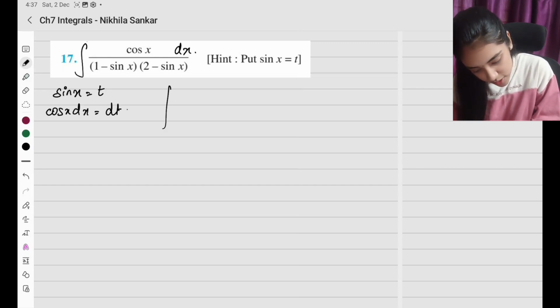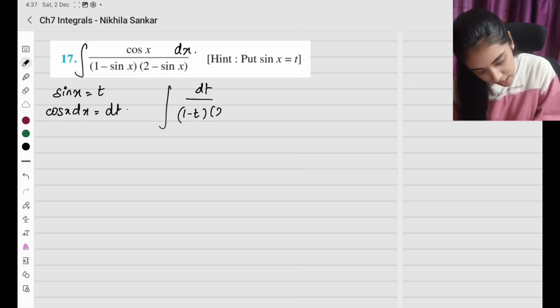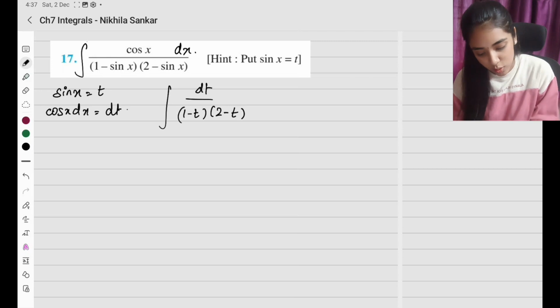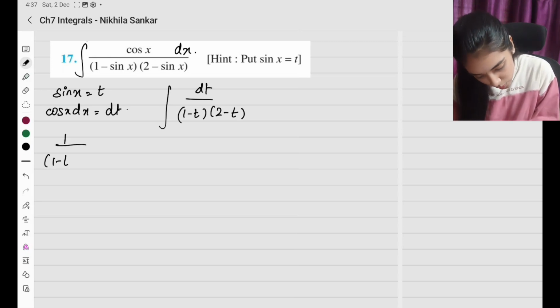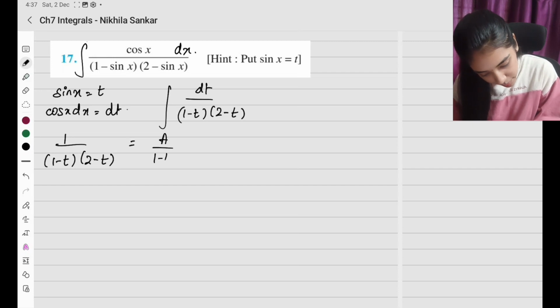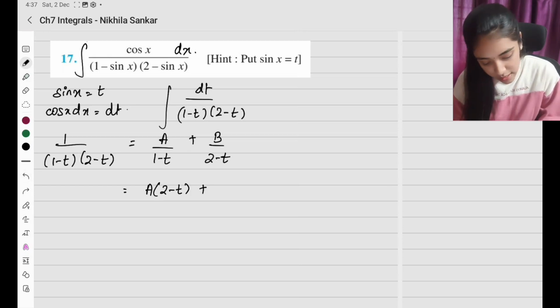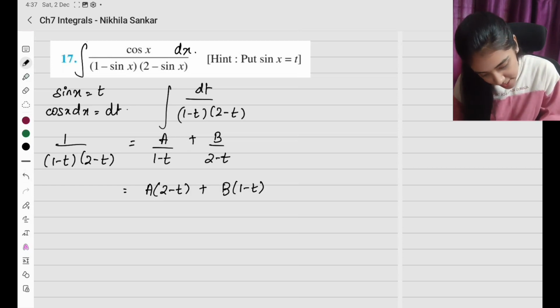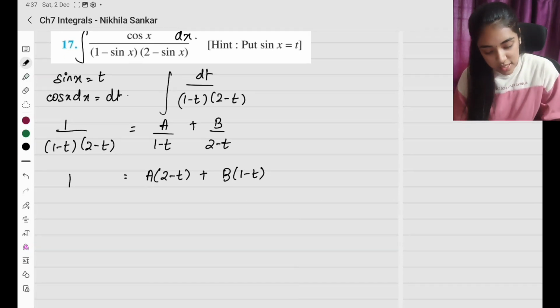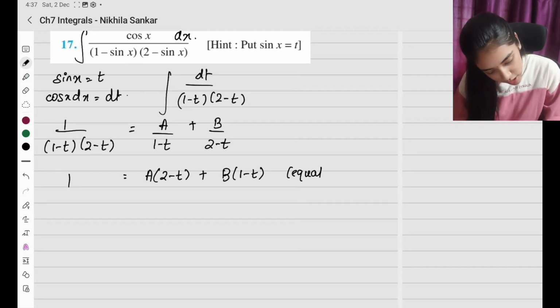So how does my integral change? dt divided by (1 minus t) times (2 minus t). So now my fraction becomes (1 minus t)(2 minus t). Now you can take partial fractions: a divided by 1 minus t plus b divided by 2 minus t. When I take the LCM, a times (2 minus t) plus b times (1 minus t) equals 1. Denominators are equal, so I'm going to equate the numerators.